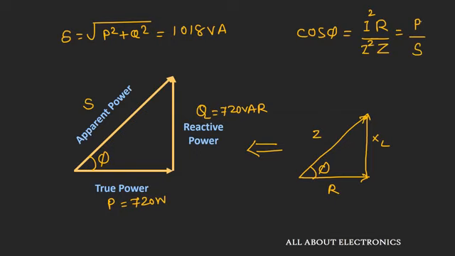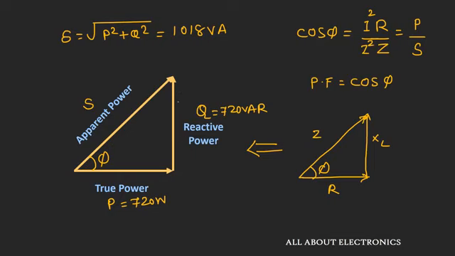So the ratio of true power over the apparent power is nothing but the power factor of the system or a circuit. In this way, the power factor is denoted by cos of phi, where phi is nothing but the angle between the voltage and the current.